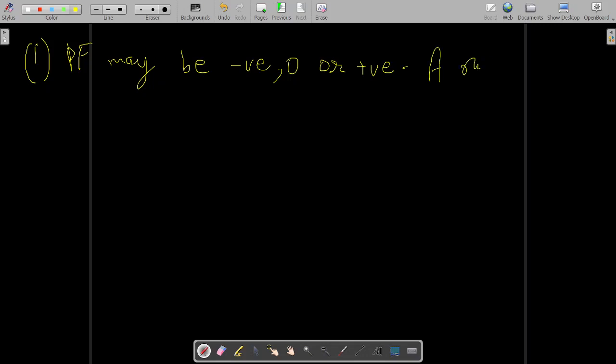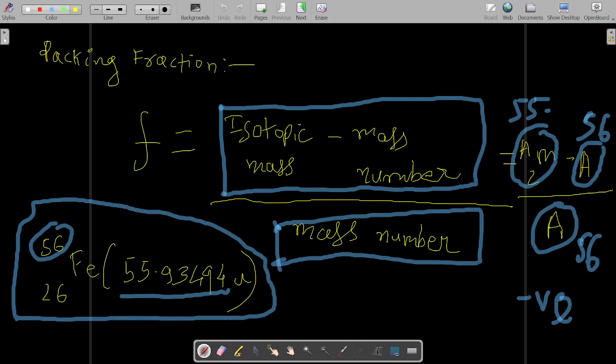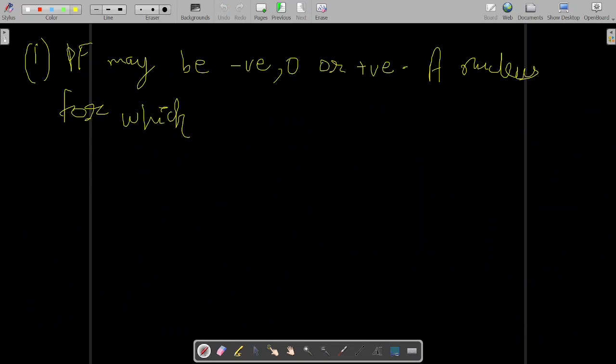Now, packing fraction may be negative, zero or positive. Packing fraction may be of three types. Over here, when I found the packing fraction for Fe56, iron 56, I got a negative value. But it is not necessary that I will always get a negative value. I might get zero also, and I might get a positive value also.